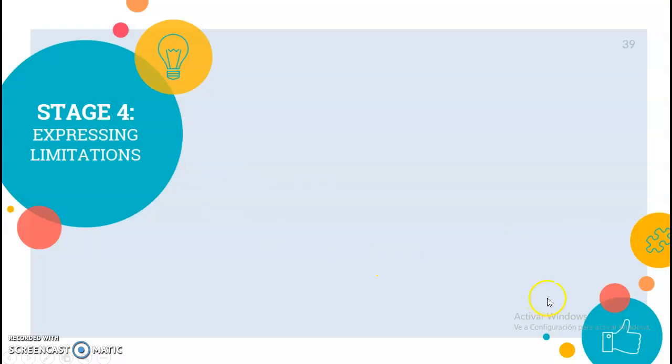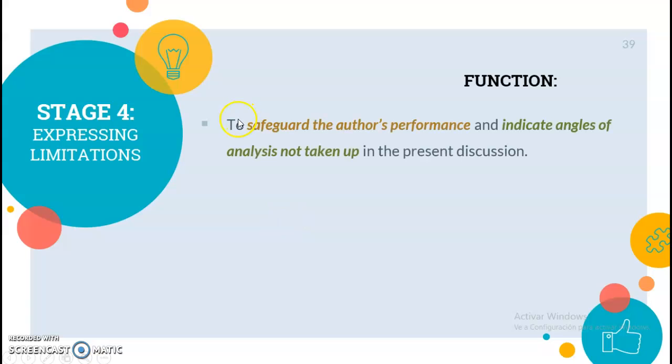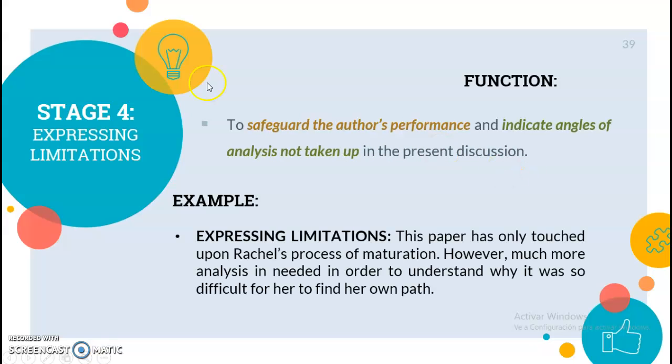Right? And the final stage or step within the conclusion is expressing limitations of the present work. The function of this stage is to safeguard the author's performance and indicate angles of analysis not taken up in the present discussion. For example, this paper has only touched upon Rachel's process of maturation. However, much more analysis is needed in order to understand why it was so difficult for her to find her own path.